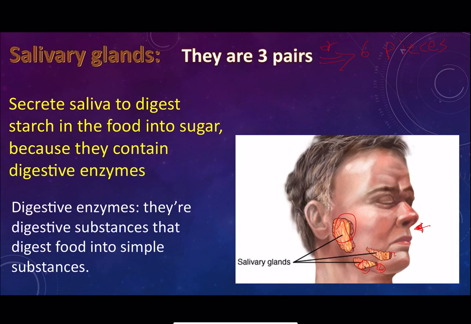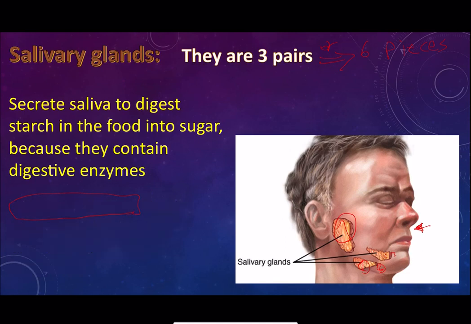The definition of digestive enzymes: they are digestive substances that digest food into simple substances. Okay? This definition is very important. Digestive enzymes are digestive substances that digest food into simple substances.